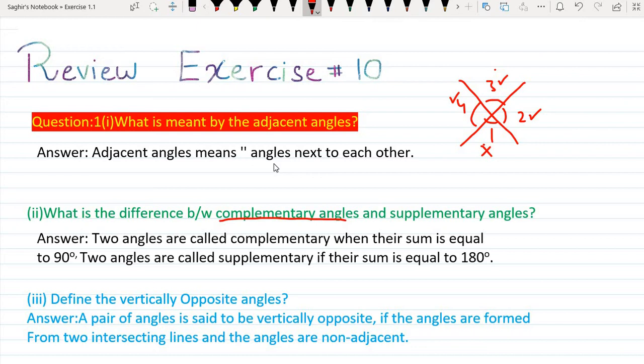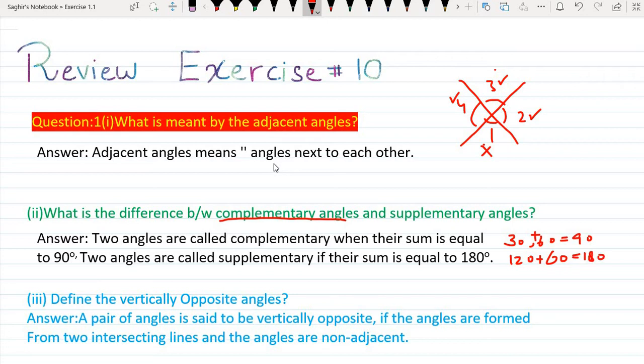For example, we take the example of complementary. 30 and 60 are complementary because if we take the sum we get 90 degrees, and 120 degrees and 60 degrees are supplementary, because when we take their sum we get 180 degrees.